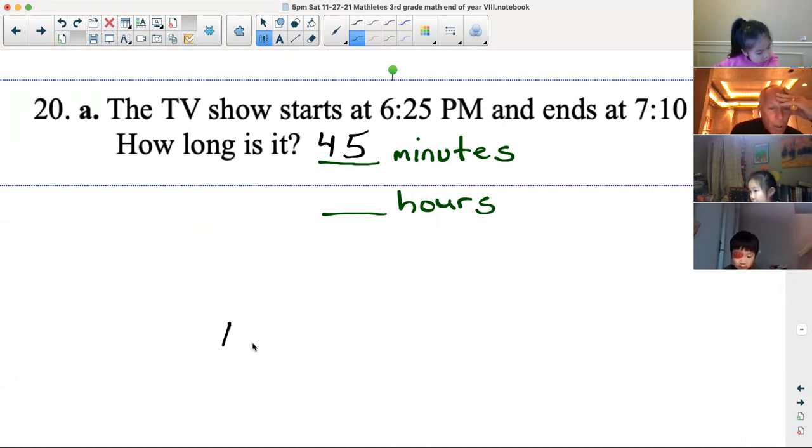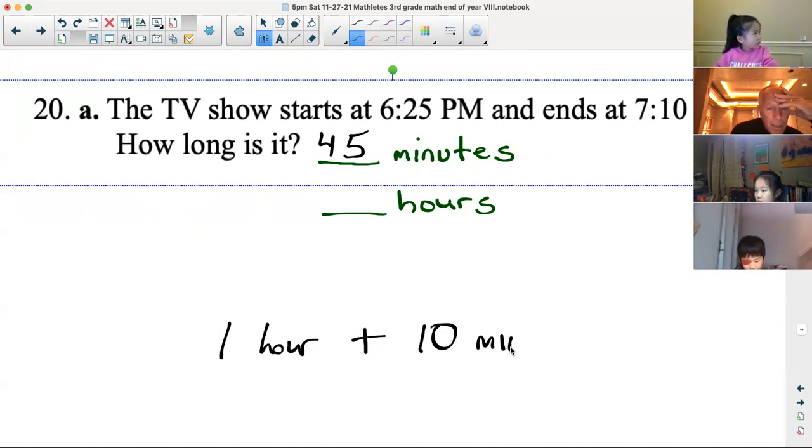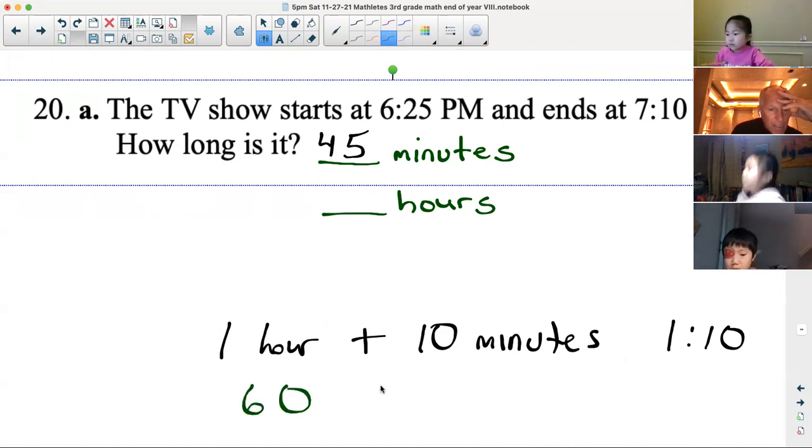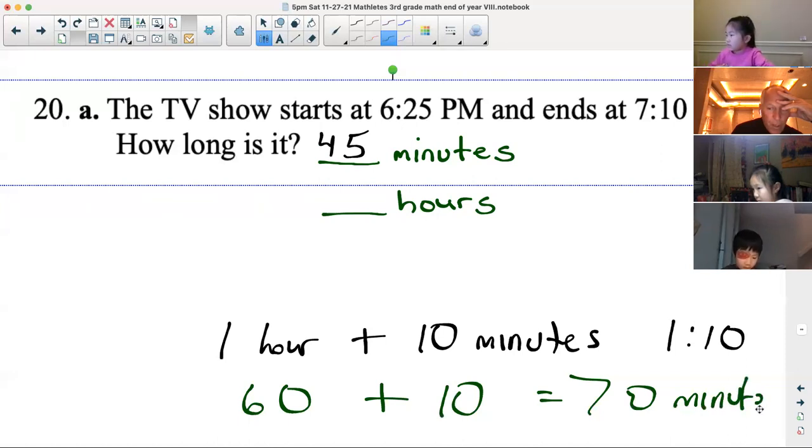Well, 1 hour, everybody look at this. 1 hour and 10 minutes, which we can write as 1:10, is how many minutes are in 1 hour, Stella? 60. And 60 plus 10 is how many minutes? 70. So therefore, 1 hour and 10 minutes is 70 minutes, not 45. My question was, what portion of an hour is 45 minutes?